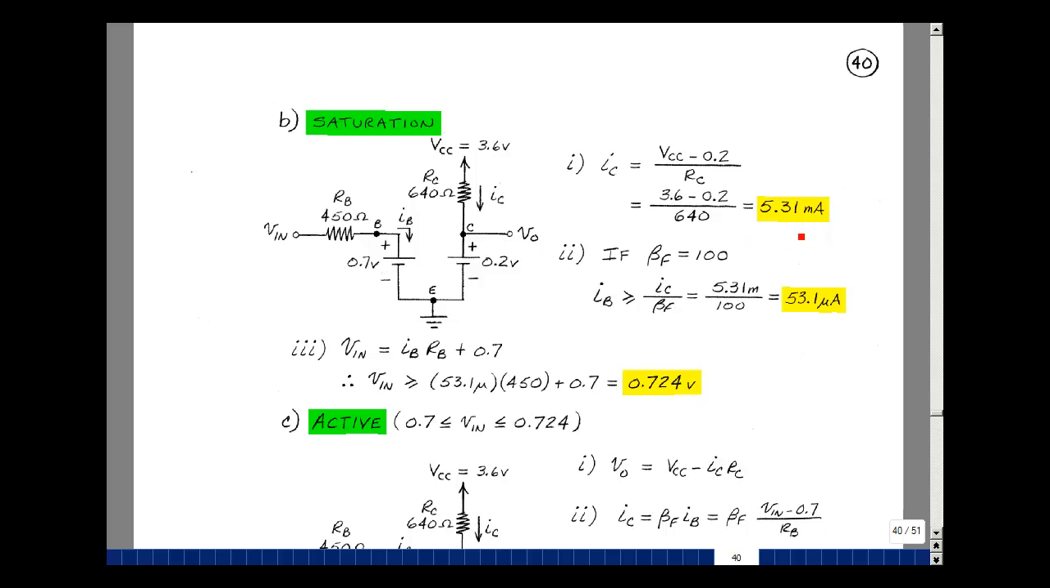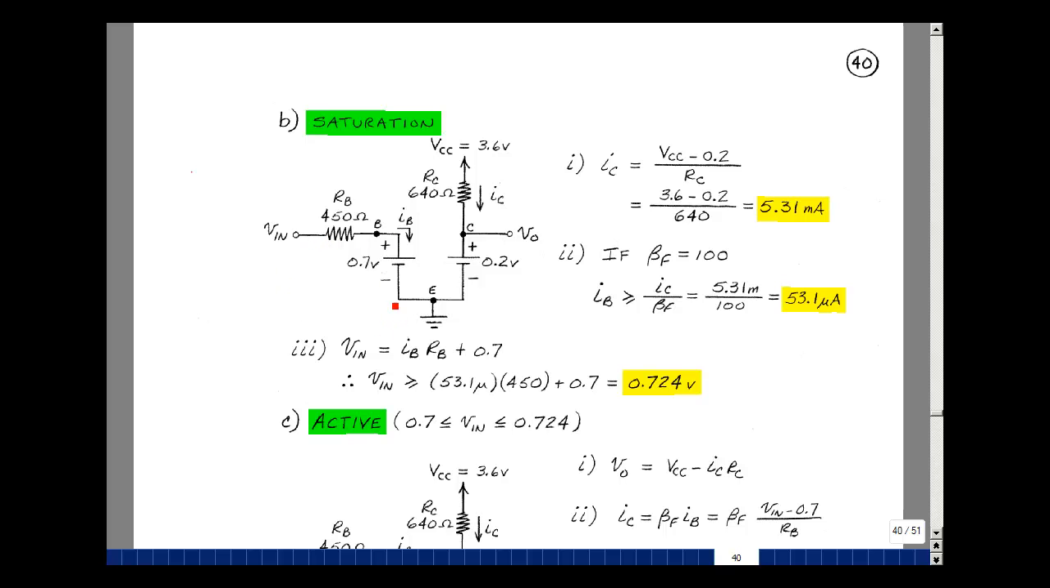To be in saturation, the ratio of I sub C to I sub B needs to be less than or equal to beta F. That means that I sub B needs to be greater than or equal to I sub C over beta F. I sub C was 5.31 milliamps, beta F is 100, and that gives me 53.1 microamps. The base current is the current in this resistor.